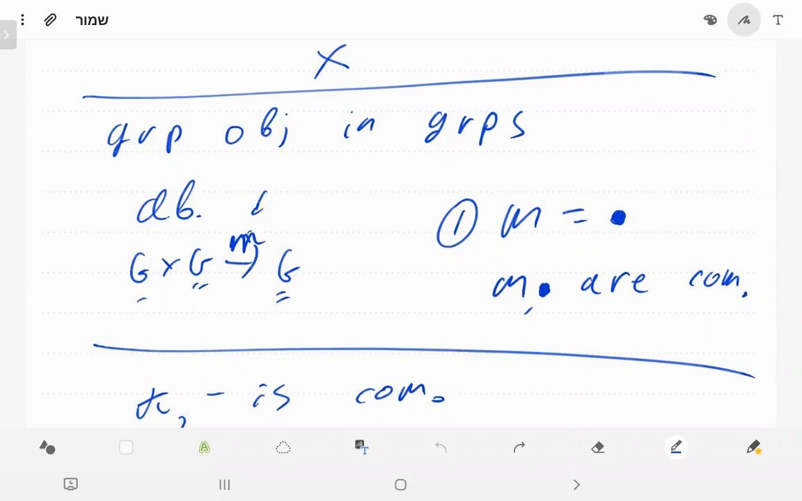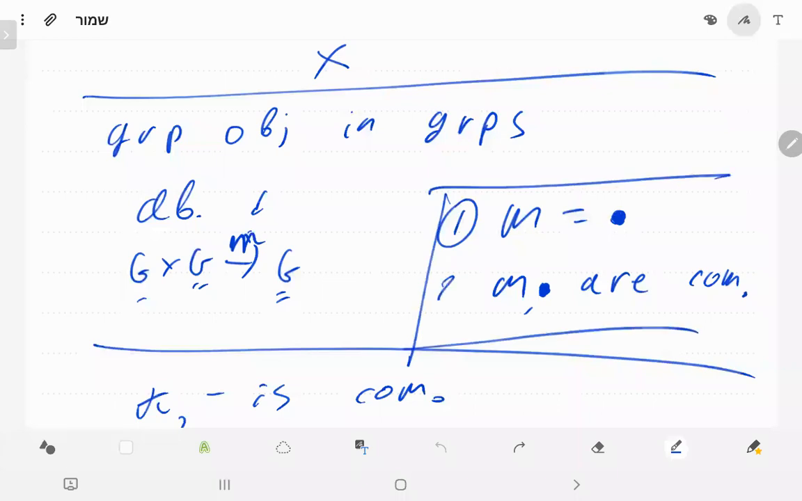This exercise is more or less equivalent to the original exercise, but a group object in groups is not just a group. It's not a definition of a group object. Yeah, you don't need those two steps. You just need this, and you need a little bit more. But in fact, this is already enough.